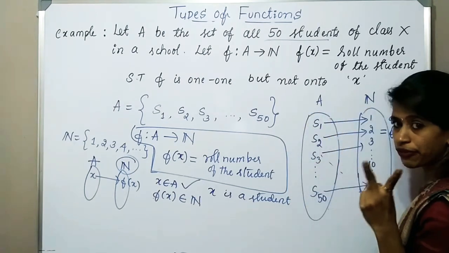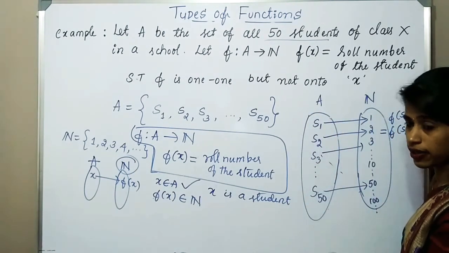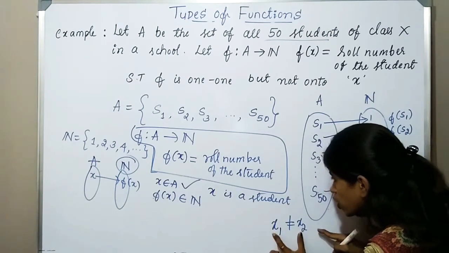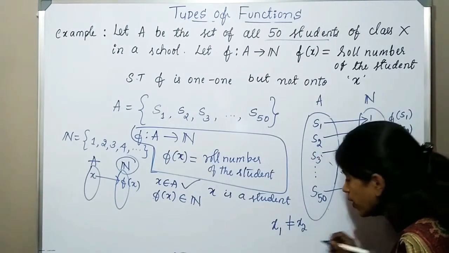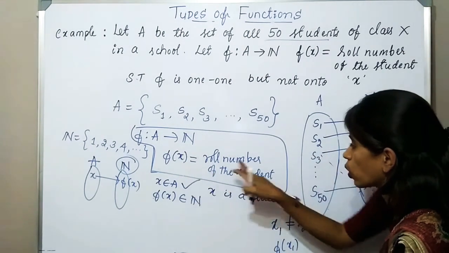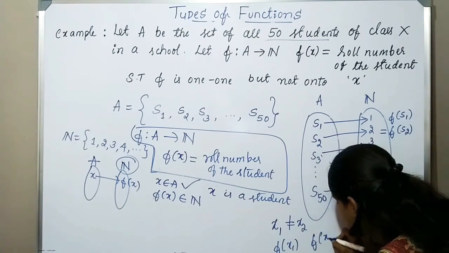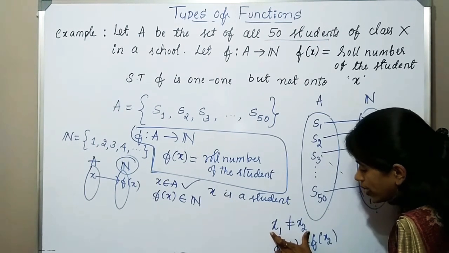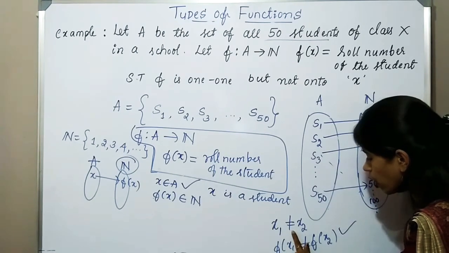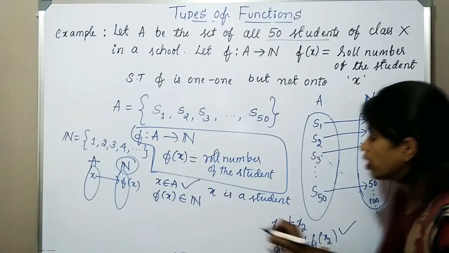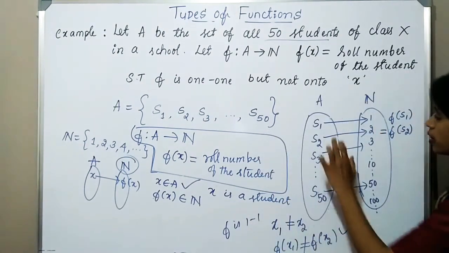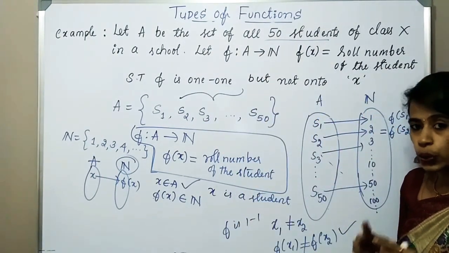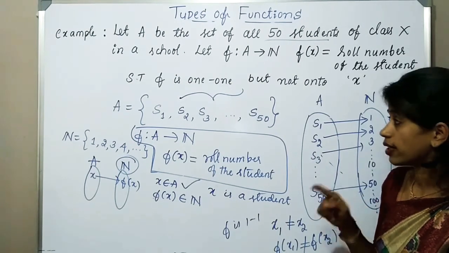If we have two different students, then their roll numbers are also different. That is, x1 is not equal to x2, where x1 and x2 belong to A. f of x1 stands for the roll number of student x1, and f of x2 stands for the roll number of student x2, which are also not equal, because no two different students have the same roll number. Therefore x1 not equal to x2 implies f of x1 not equal to f of x2. So f is 1-1. It is clearly 1-1 because no two different students have the same roll number.